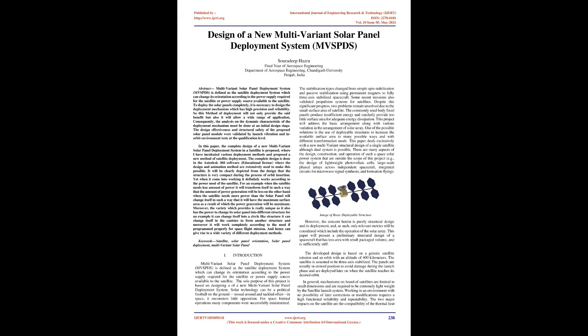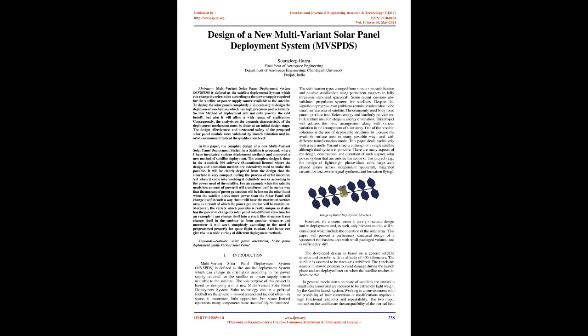Moreover, the variety which it provides is really unique, as it also has the power to change its solar panel into different structures. For an example, it can change itself into a circle-like structure, it can change itself into a canister to form another structure, and moreover it will work completely according to the need if programmed properly for a space flight mission. And hence can give rise to a wide variety of different deployment methods. Keywords: satellite, solar panel orientation, solar panel deployment, multivariance solar panel.